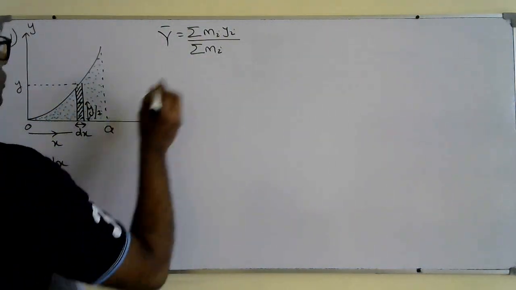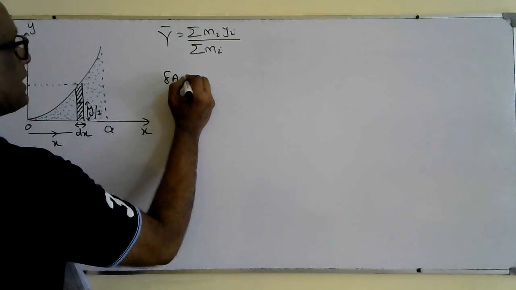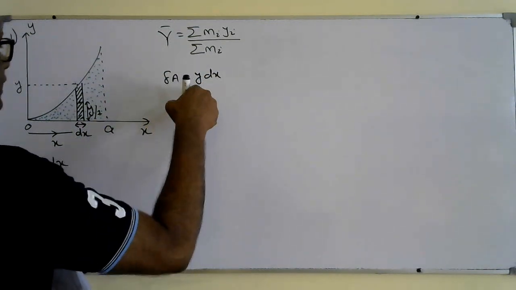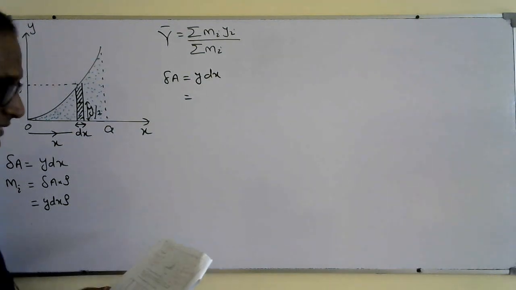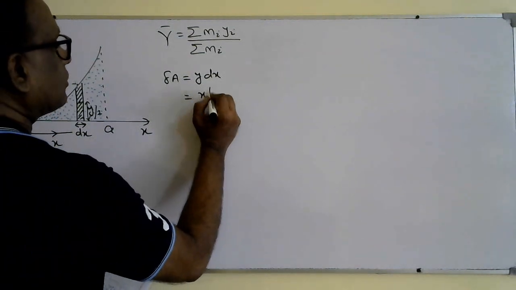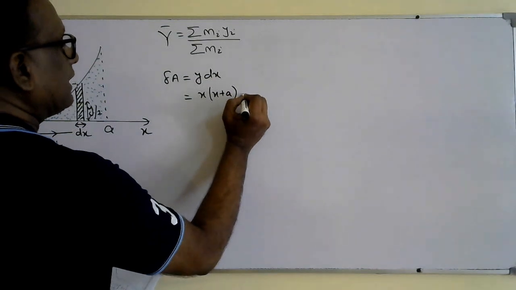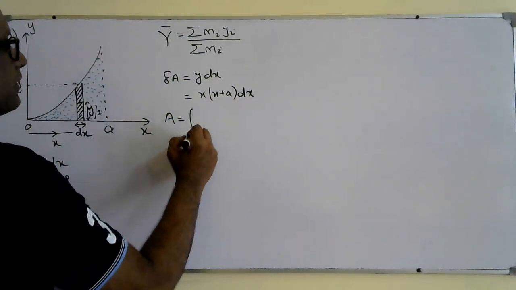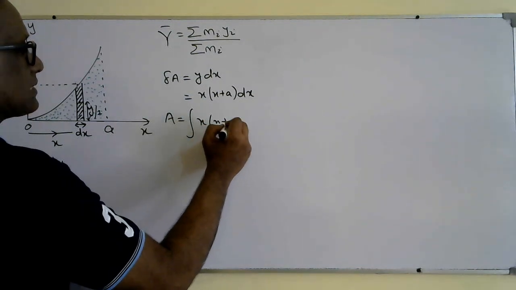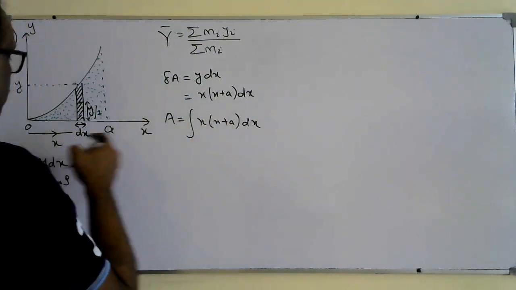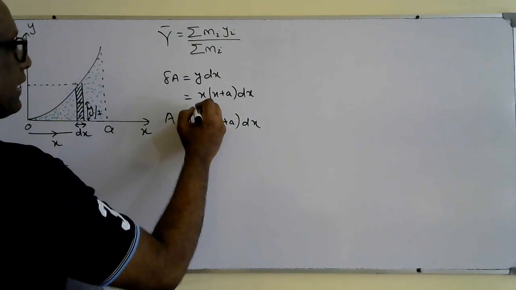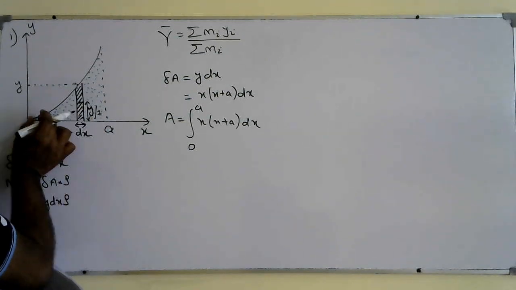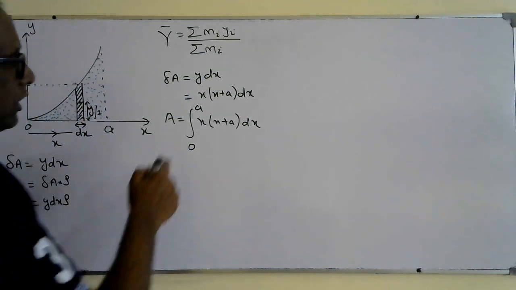So we know that delta A is equal to y dx. The y equation is given, y equals x into x plus a. So that is x into x plus a dx. So the total area A is equal to the integral of x into x plus a dx from 0 to a. I can fill the lamina by small strips from 0 to a. Okay, we'll solve this one.